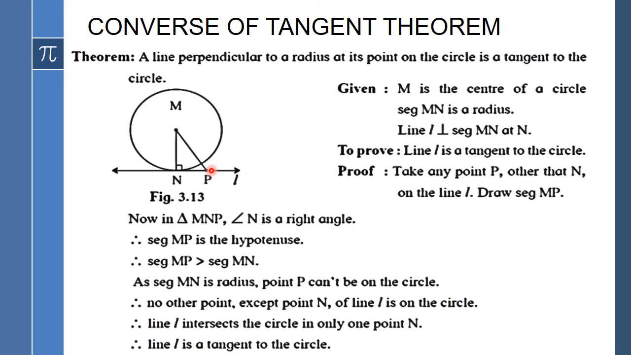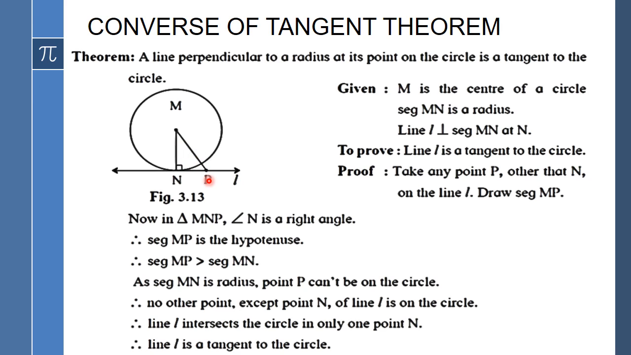Okay, now in this triangle MNP, angle MNP is 90 degrees, or angle N is a right angle. Why? Since MN is perpendicular to the line, angle MNP is a right angle. That means segment MP is the hypotenuse. So here segment MP is greater than segment MN. Why? Because the hypotenuse is the longest side of a right angle triangle, and hence MP is greater than MN.